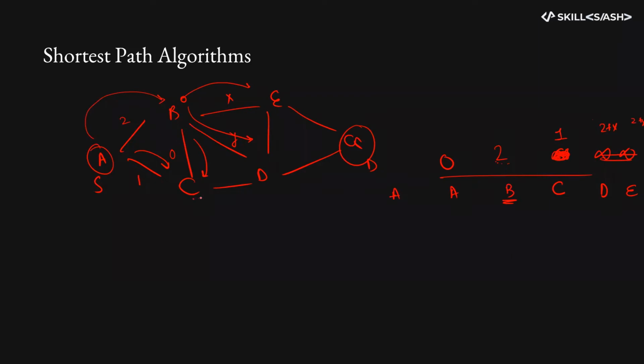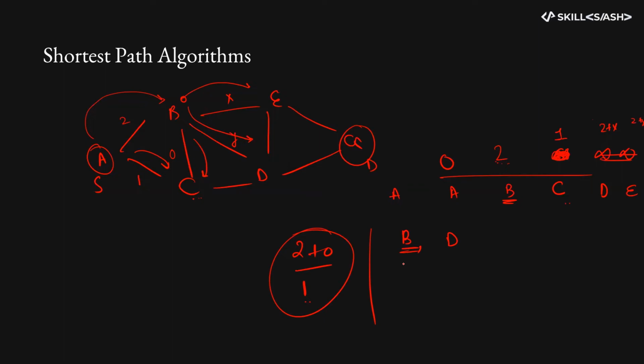Now C is reachable with 2 plus 0 or 1, which is lesser? 1. So I'll keep 1 over here only. Now, when I start iterating from C, I'll check that C can be reachable via C, I can reach to B and D, right?